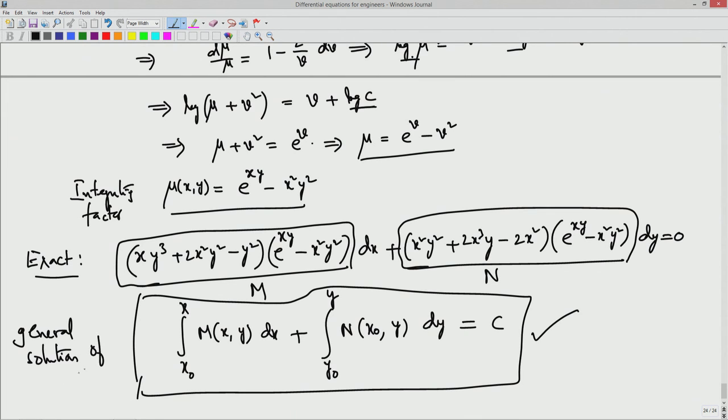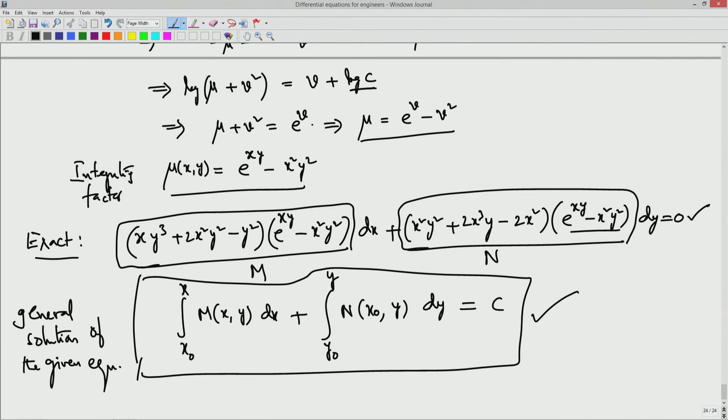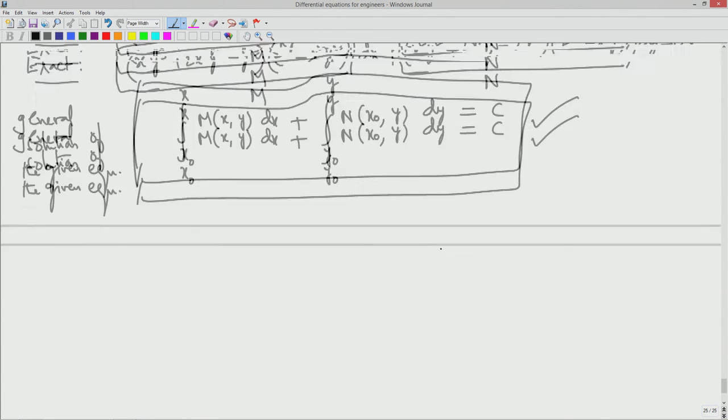General solution of the given equation is this. This is actually equivalent to the given equation because I can simply cancel this integrating factor on both sides. So that gives you the original equation. So we can actually see the calculation now. I will do the calculation here.